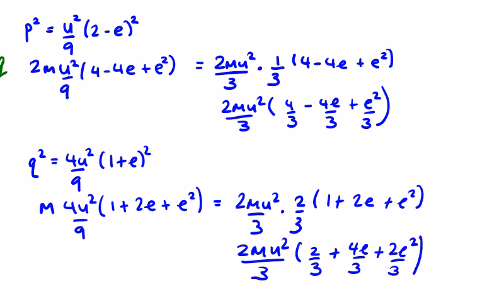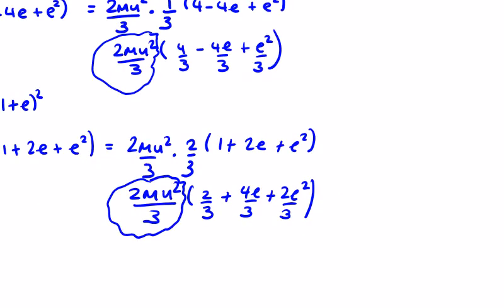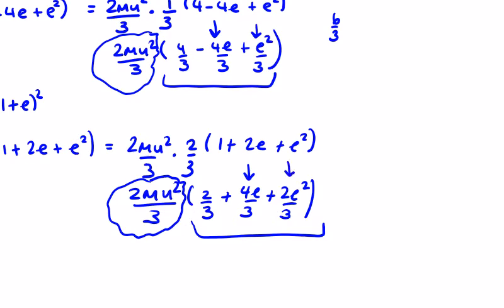And now we have the same thing, this 2mu squared multiplied by two different things. So we can bring these two things together. It's like 4 times x plus 6 times x. It's going to be 10 times x. So we have to add this whole thing with this whole thing. So we have 2 over 3 plus 4 over 3, which is 6 over 3. We have minus 4e over 3, and we have plus 4e over 3. They're going to cancel. And then we have a third of e squared and 2/3 of e squared, which is just e squared. So that's 6 over 3 obviously equal to 2. So 2 plus e squared times 2mu squared over 3. That's the kinetic energy afterwards.